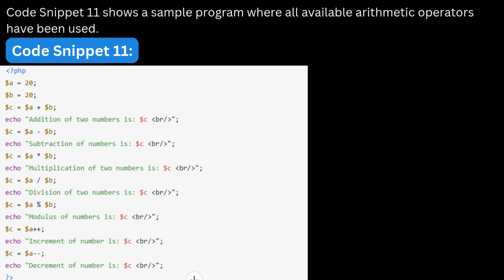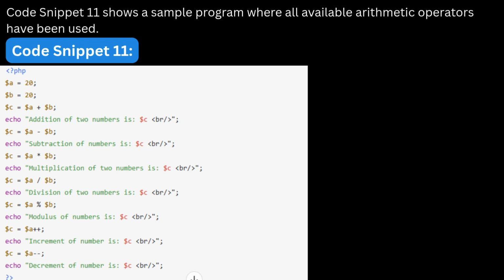This example is a great way to see the operators in action and understand how PHP processes mathematical expressions step by step. In this sample program, we start by creating two variables, A and B, and both are assigned the value 20. These two numbers will be used in all our arithmetic operations. Then, we declare another variable, C, which will store the result of each calculation as the script progresses.